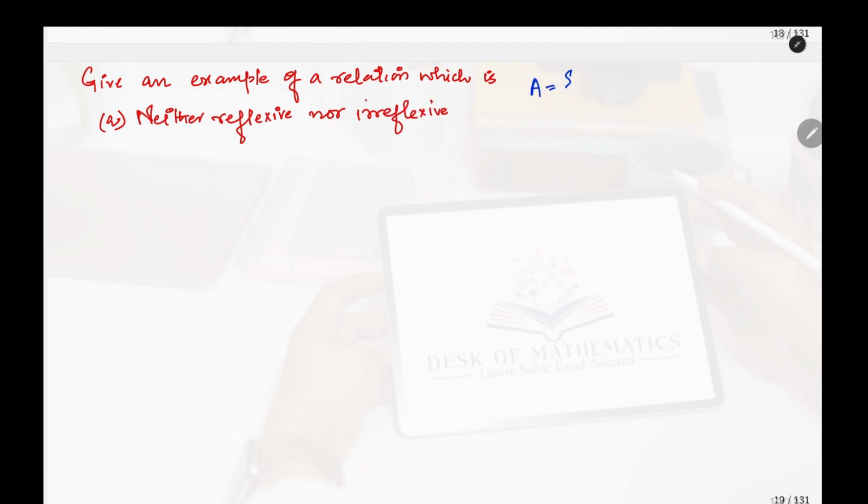Take a set A with the elements 1, 2, 3. Now define a relation from A to A. This relation should be neither reflexive. In the reflexive, we need every element to relate to itself, so the identity relation should be a subset. So we will not take the full identity; we will take only 1, 1 and 2, 2. But it is not irreflexive. In the irreflexive, we do not need the element to relate to itself, so we should show that it is not irreflexive. So we will keep one element that is related to itself, and 1, 2 is there.